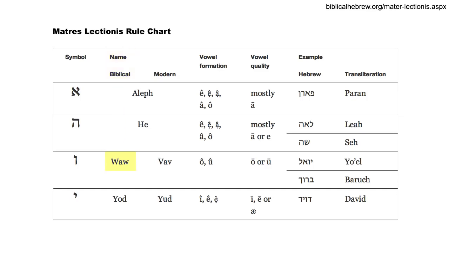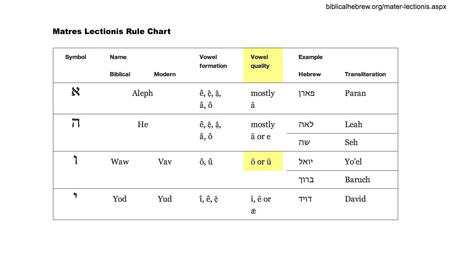So we're dealing with the Y as a vowel letter based on the Matrice Lectionis. Let's see what vowel sounds the Y produces according to this system. Here it says vowel formation. And notice that it produces the O and the U sound. Next to it, under vowel quality, again, we see the O and the U. So if we're going to go by this system, why is it that some people say the Y always produces the U and never the O?